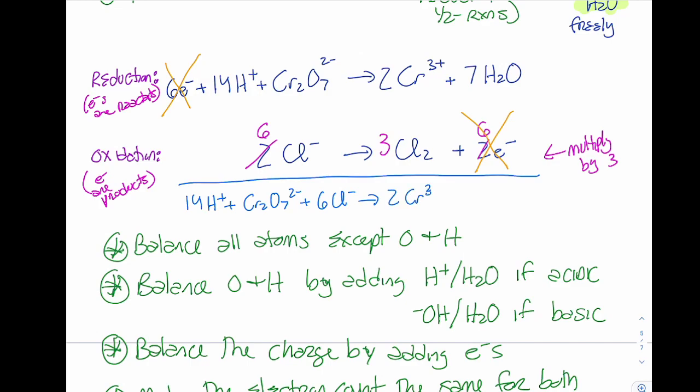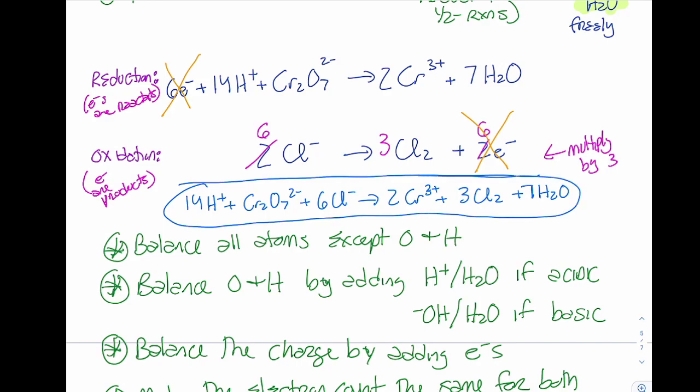And the order that I write these in doesn't matter. It doesn't matter if I put the chromium ions first and then the chlorine, or if I put the chlorine first and then the chromium. If I want to put the water in the middle, it doesn't matter as long as all the reactants are on the reactant side and all of the products are on the product side. So this here, and I would double check it.